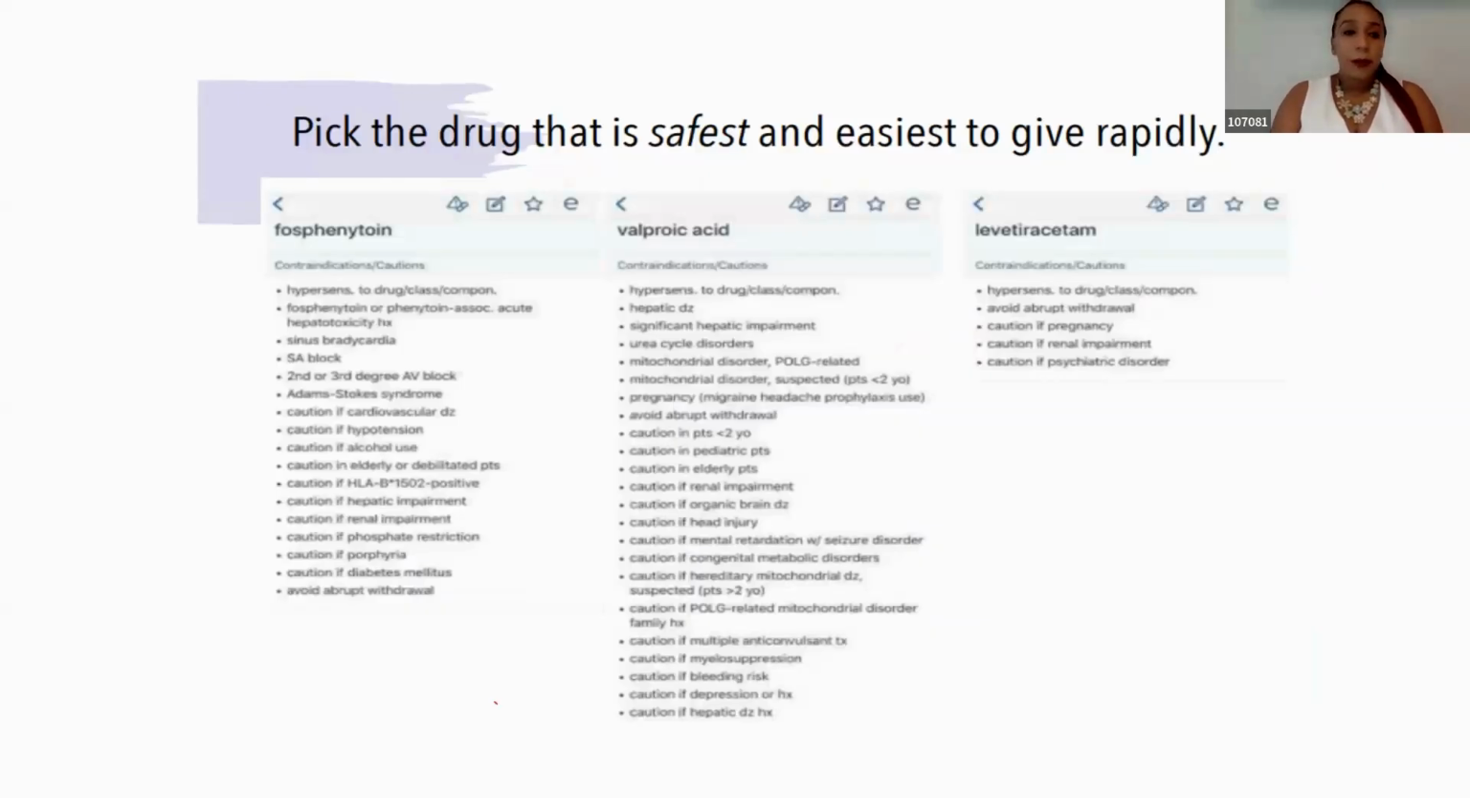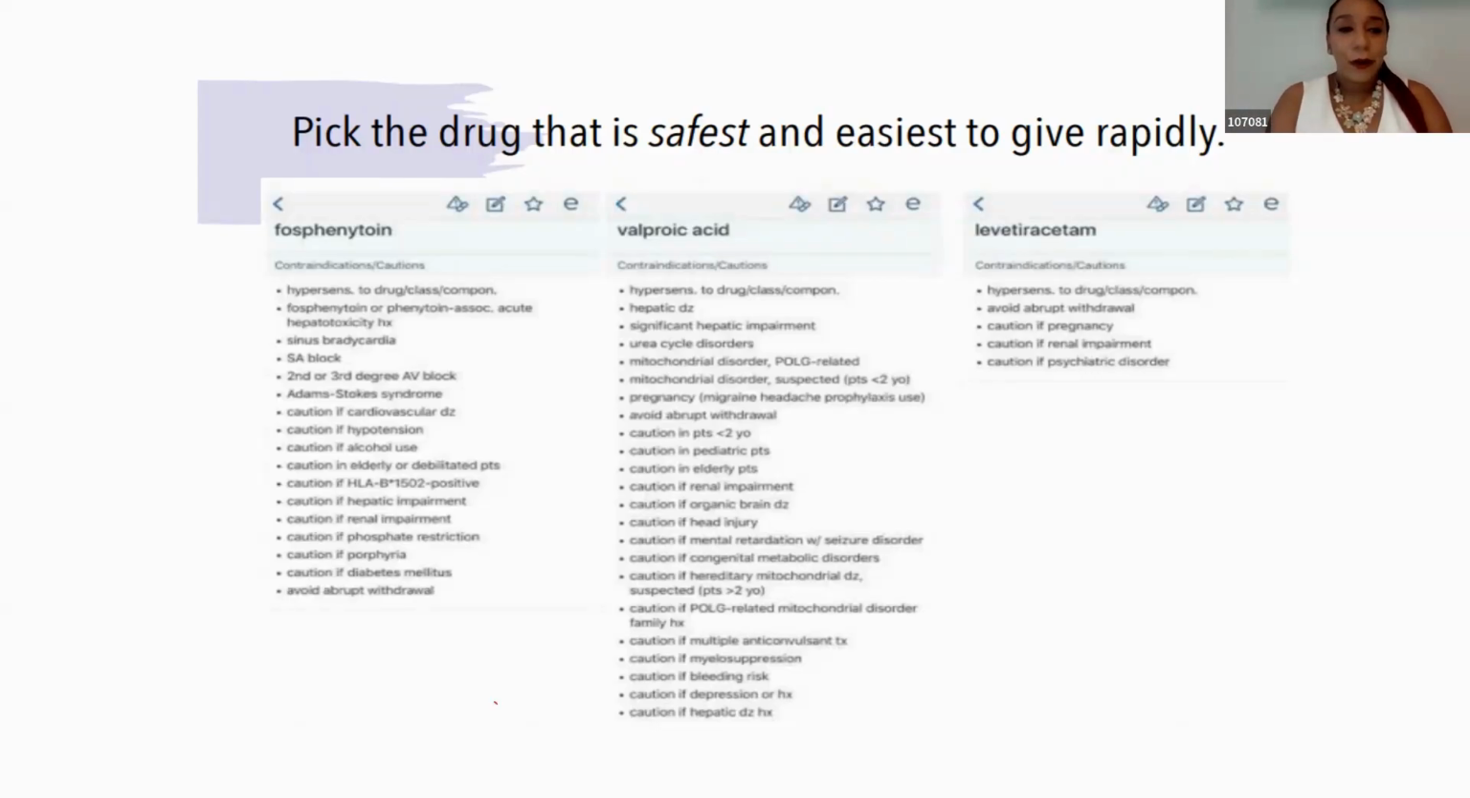This is another point: pick the drug that's safest and easiest to give rapidly. Fosphenytoin, just looking at it here without going into detail, as you can see, levetiracetam (Keppra) has the shortest side effect profile compared to valproic, which is higher, and fosphenytoin, which is in the middle. If we had phenobarbital, it would be way longer.